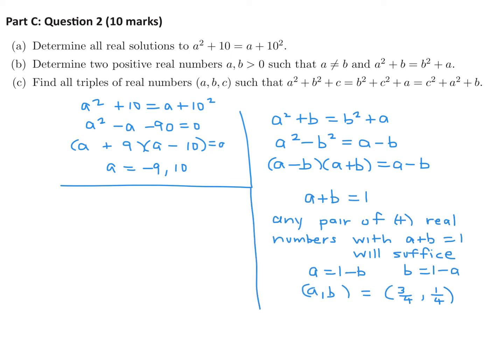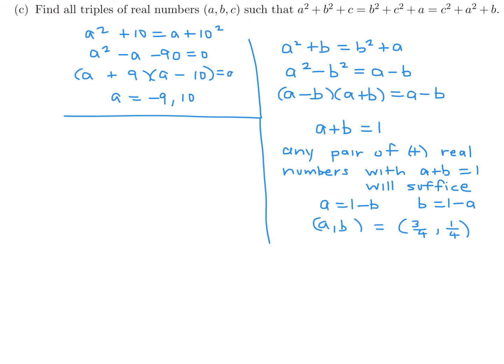Part C, find all triples that satisfy a squared plus b squared plus c is equal to b squared plus c squared plus a is equal to c squared plus a squared plus b. Okay, so let's figure this out now. So we have a squared plus b squared plus c is equal to b squared plus c squared plus a is equal to c squared plus a squared plus b, right? Okay, so I guess we have a few equations here.